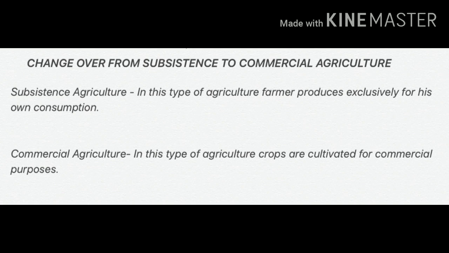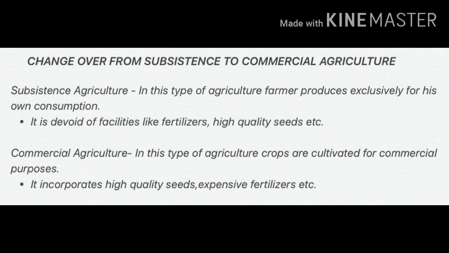The Indian farmer is now in a position to produce surplus crops with the help of modern inputs like HYV seeds, fertilizers, irrigation, and farm machinery. He can earn some money by selling his produce in the market. Thus, there is a transformation of the character of Indian agriculture from subsistence to commercial type of agriculture.